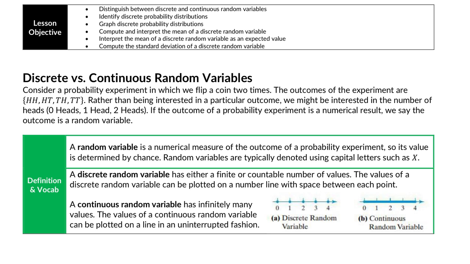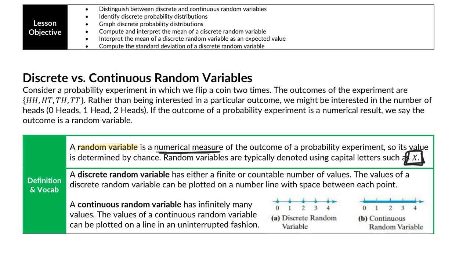So here we go. Definition number 1 for this chapter. A random variable is a numerical measure of the outcome of a probability experiment, so its value is determined by chance. I want you to underline numerical measure. Random variables are typically denoted using capital letters such as X. That is a capital letter on purpose.